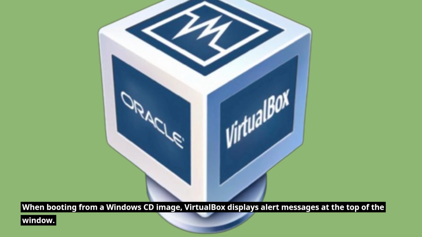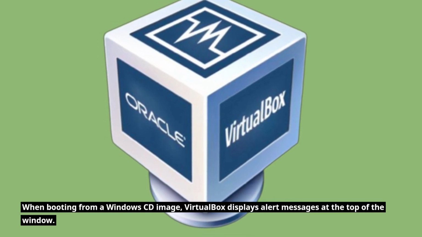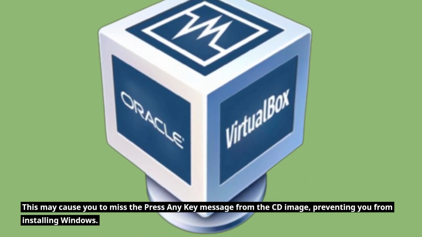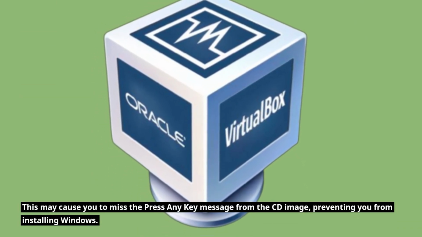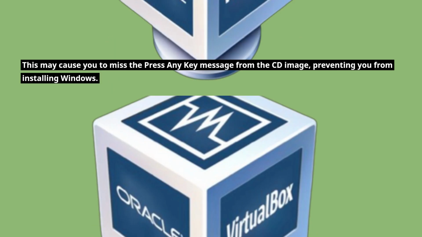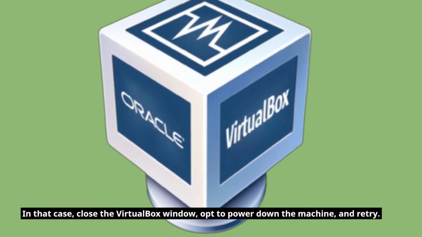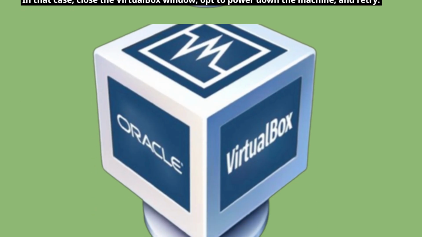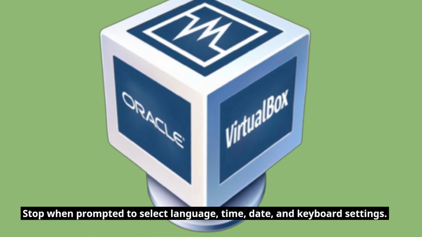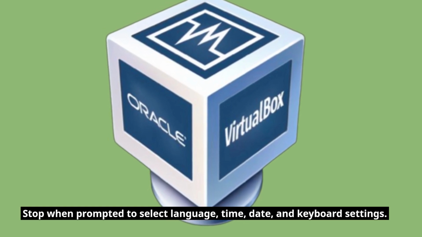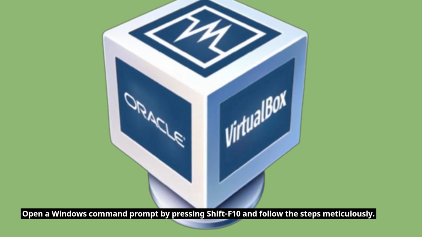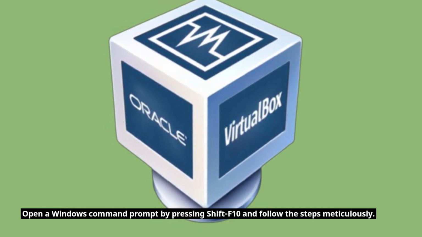When booting from a Windows CD image, VirtualBox displays alert messages at the top of the window. This may cause you to miss the Press Any Key message from the CD image, preventing you from installing Windows. In that case, close the VirtualBox window, opt to power down the machine, and retry. Stop when prompted to select Language, Time, Date, and Keyboard settings. Open a Windows command prompt by pressing Shift F10 and follow the steps meticulously.